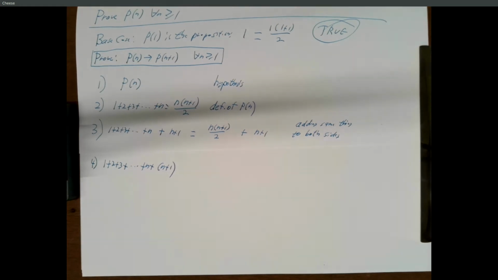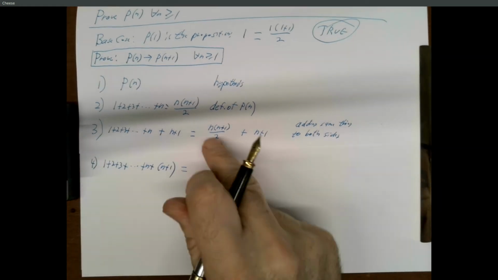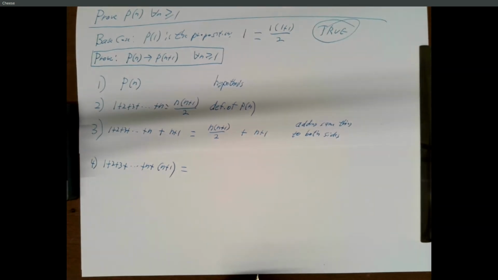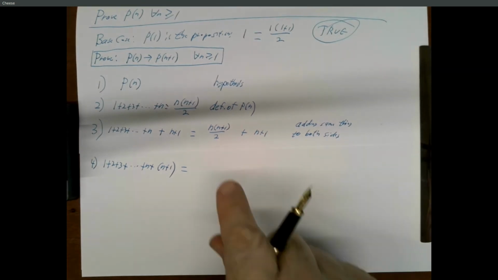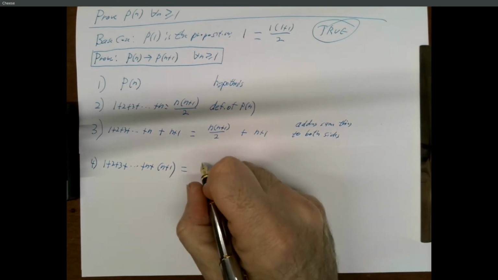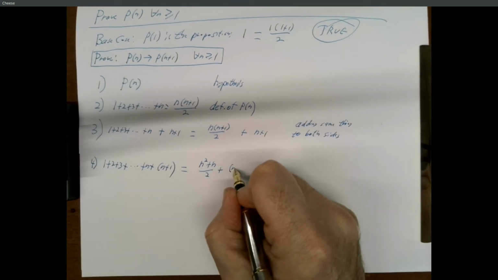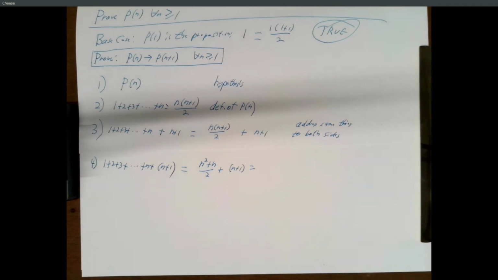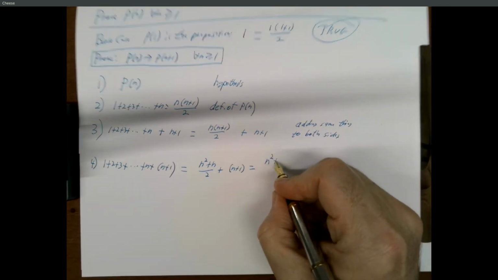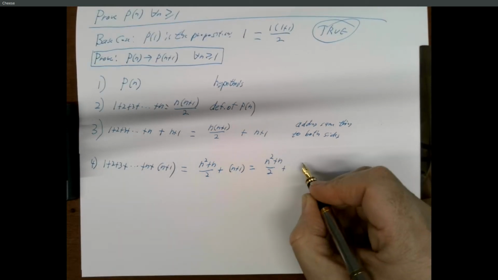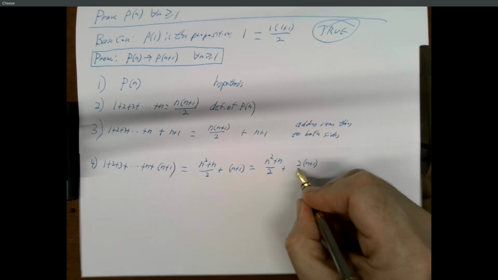I'm throwing some parentheses around the n plus 1. That's not going to change anything. I'm going to rewrite the right-hand side using algebra. So I'm going to change this to be (n squared plus n) over 2 plus (n plus 1), and I'm going to find a common denominator and write this as (n squared plus n) over 2 plus 2 times (n plus 1) over 2.